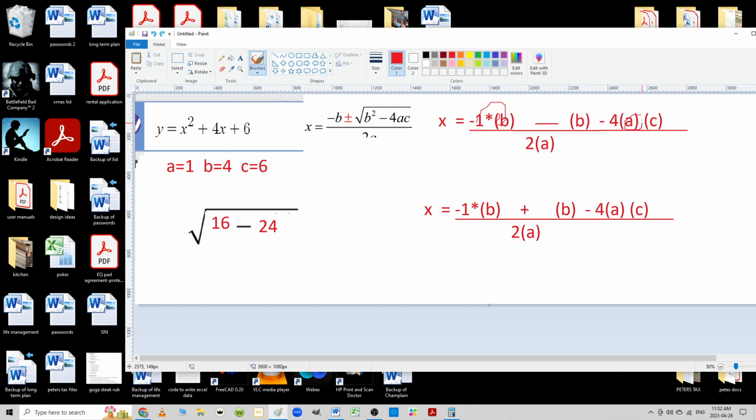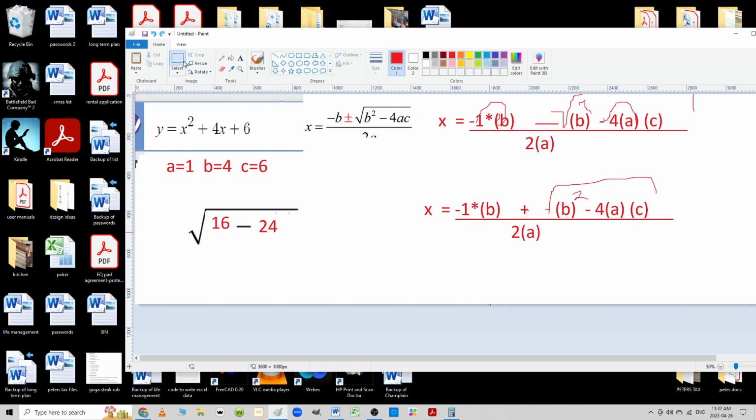If a is negative or c is negative, this minus 4, when it multiplies it, will make this whole thing positive. Also keep in mind there's a square root there. I just forgot to draw it. Also keep in mind it's b squared here. I just forgot to draw it. So that's how you do the quadratic.